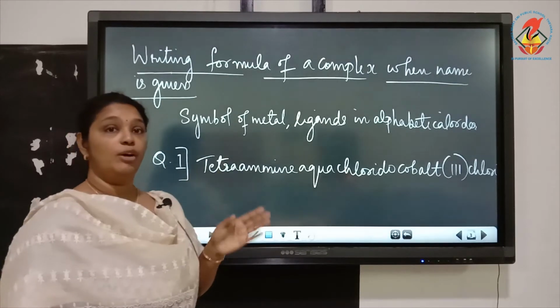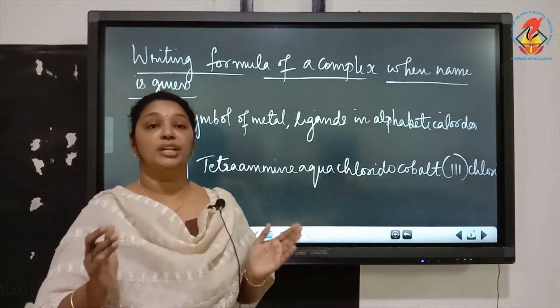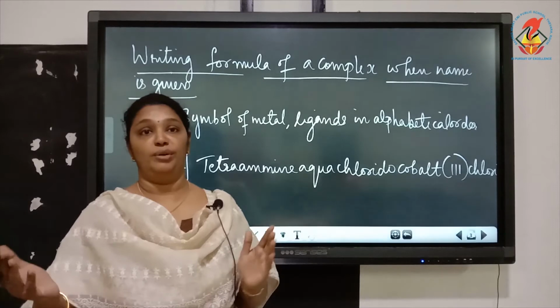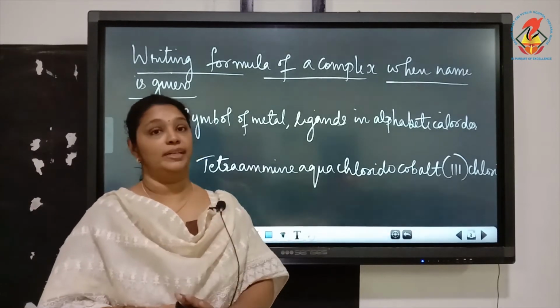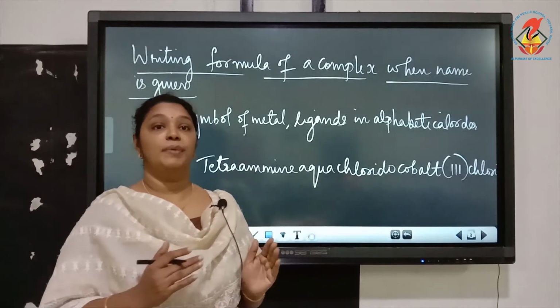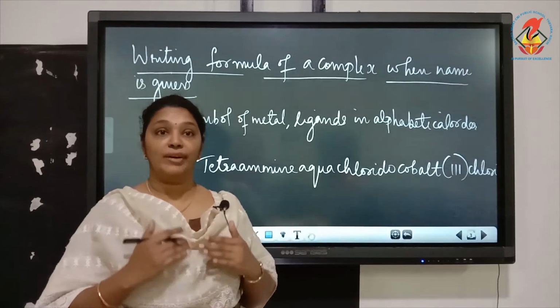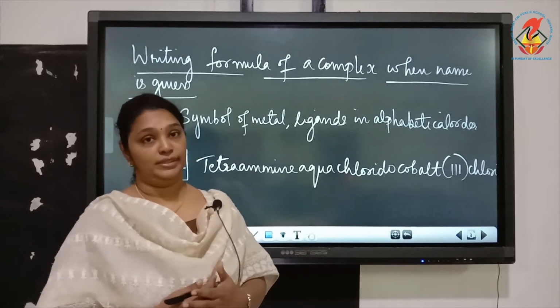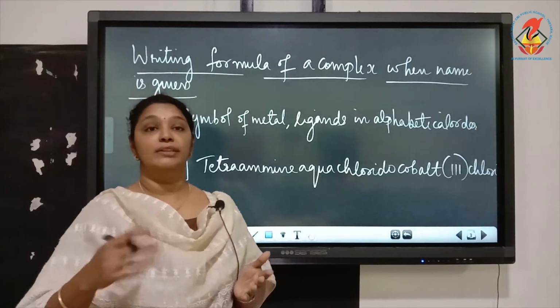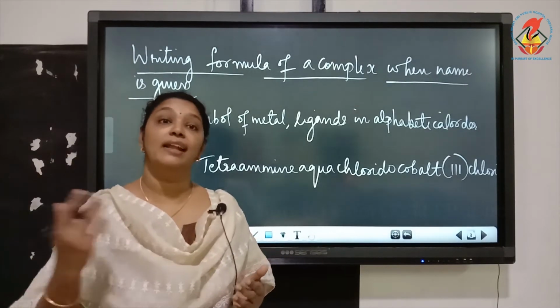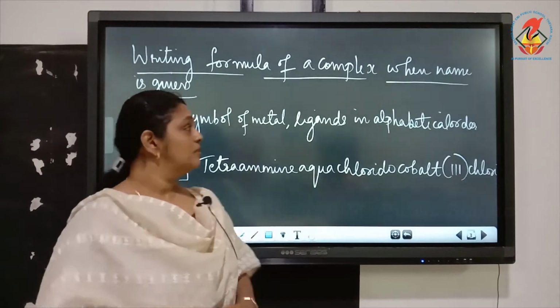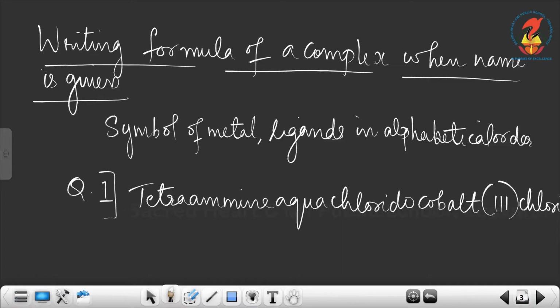So, first, a coordination compound means we have a coordination entity and a counter ion, or a complex part and a counter ion part. And in the complex part, when you write the formula, we write the symbol of the central atom first, followed by the symbol of the ligands in alphabetical order. So, symbol of metal, after that ligands in alphabetical order. This is how we write the formula of a coordination compound when the IUPAC name is given.